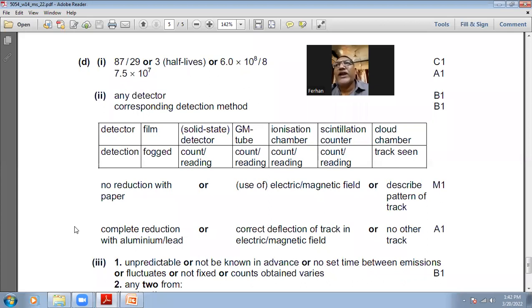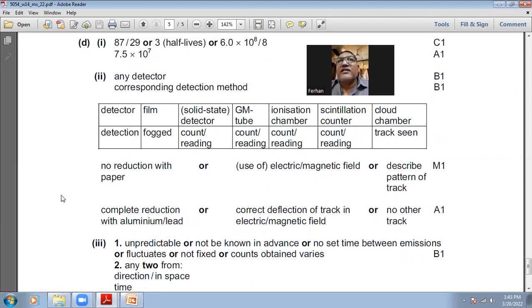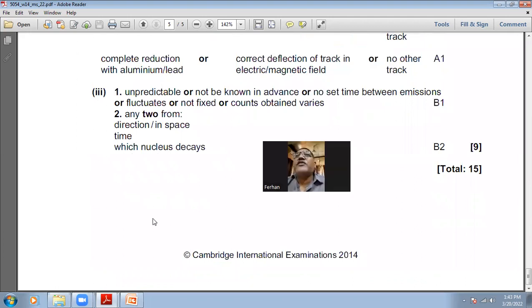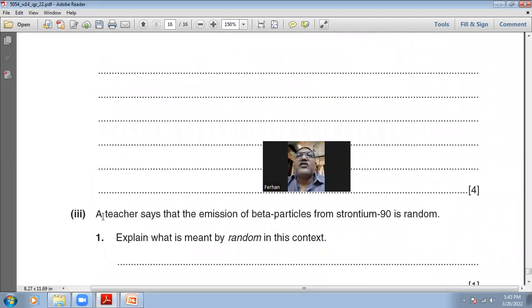You can take your time, you can pause the video and you can check this answer. It's a 4 marks question, a very important question, and the answer which we have written is perfect. Okay, so we are moving to the next part, which is the last part of this paper.